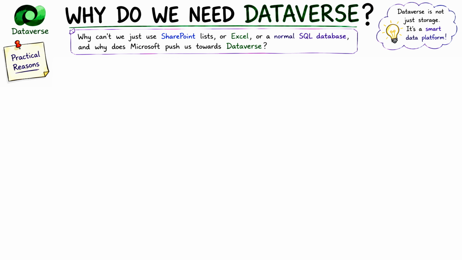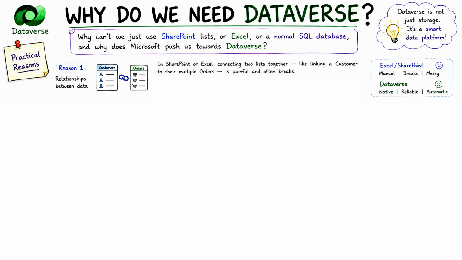Now the big question: why can't we just use a SharePoint list or Excel or a normal SQL database? And why does Microsoft push us towards Dataverse? Let me give you a few practical reasons one by one. Reason 1, relationships between data. In SharePoint or Excel, connecting two lists together, like linking a customer to their multiple orders, is painful and often breaks. In Dataverse, relationships between tables are native. You just set it up once and lookups, related records, and cascading rules all work automatically.